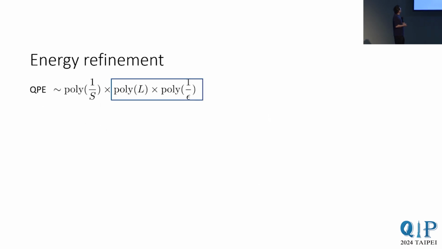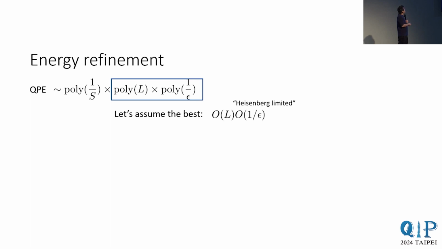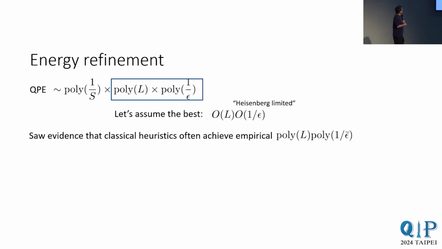And the second question, and this is the last slide, is about energy refinement. So the energy refinement cost in phase estimation has this form, right, once you've got the state. And we can assume that it's the best thing you could write down. So you could imagine that it's linear in system size and it's Heisenberg limited, so it's just order inverse precision. And we saw that classical heuristics also have this type of scaling.